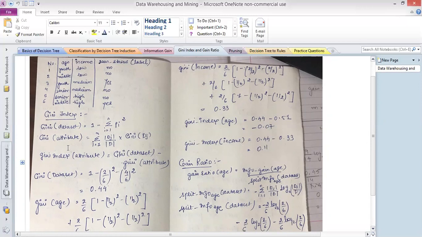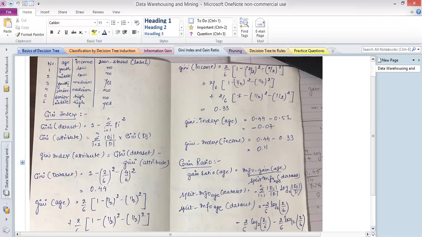I repeat it again just for people who've missed out. The formula says 1 minus summation of pi square. Pi, like in the last example, is unique labels. We've got 2 unique labels, yes and no. What we do here is 1 minus, for no we've got 4, for yes we've got 2. So 2 by 6 whole square minus 4 by 6 whole square. We calculate the Gini for age. Age has got 3 unique values.